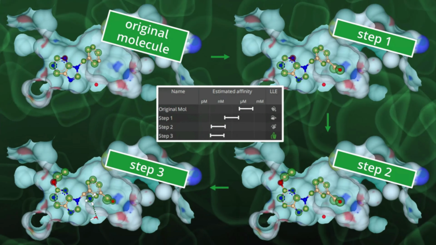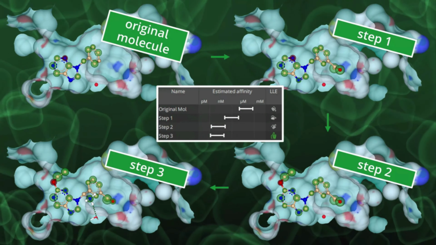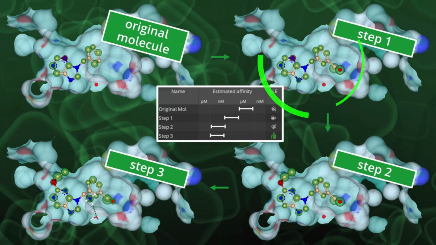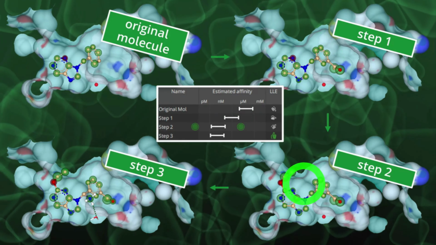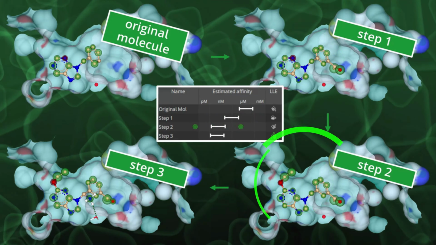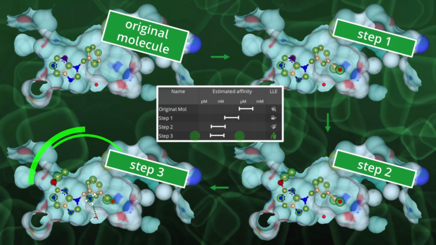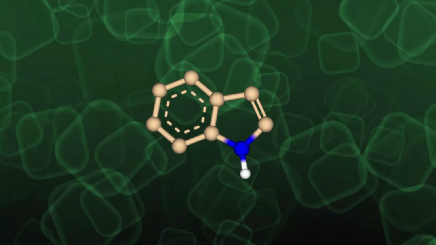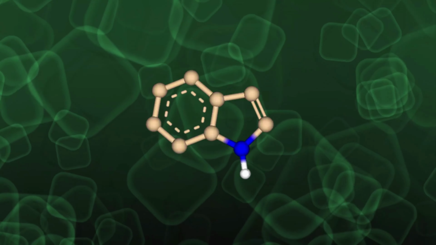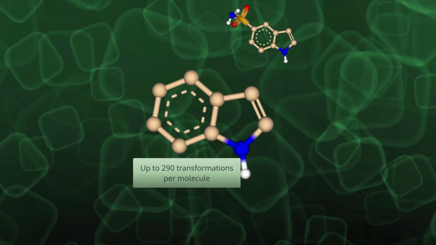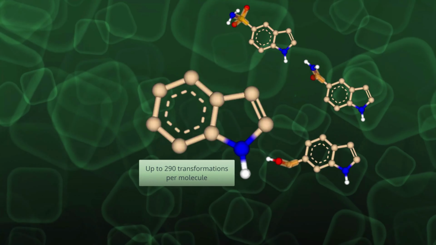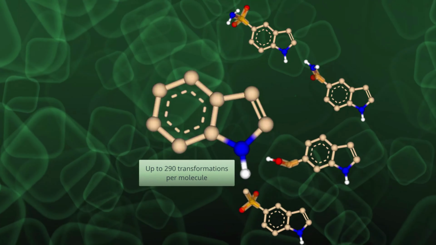In SeeSAR 13, the MedChemesis feature allows users to generate high-quality ligand analogs directly within the binding site, providing a powerful tool for exploring structure-activity relationships and accelerating the drug discovery process. MedChemesis creates a series of 3D analogs of the ligand in the binding site, applying up to 290 medicinal chemistry-inspired transformations triggered by one click on all the molecules added to the Inspirator.